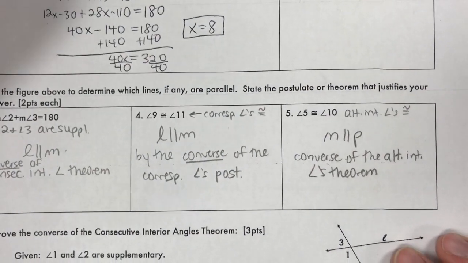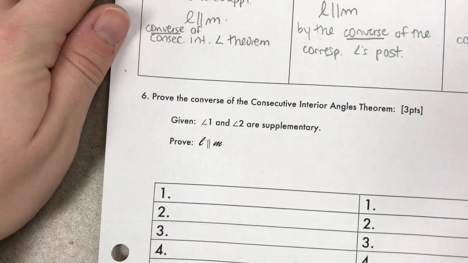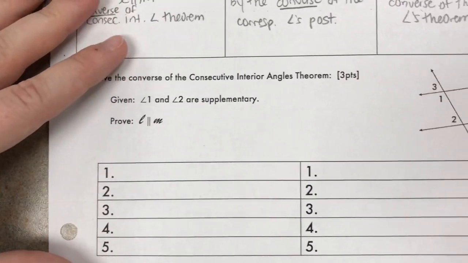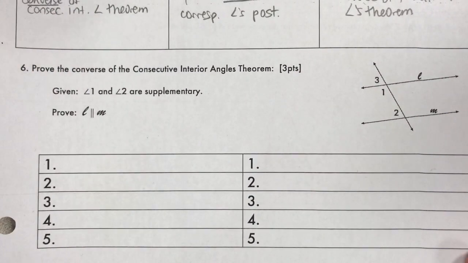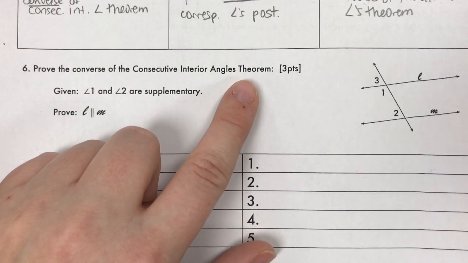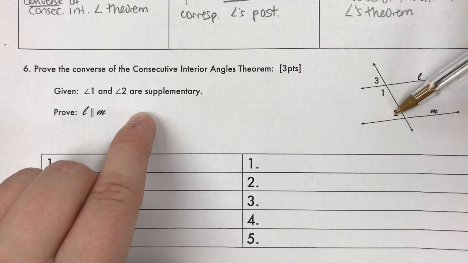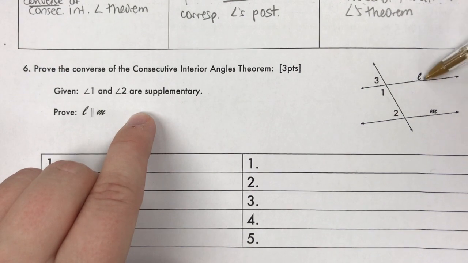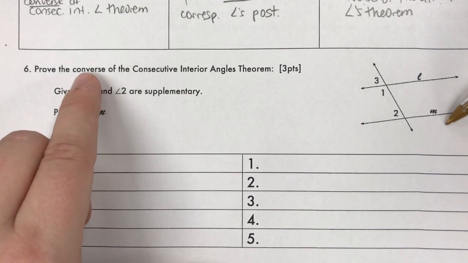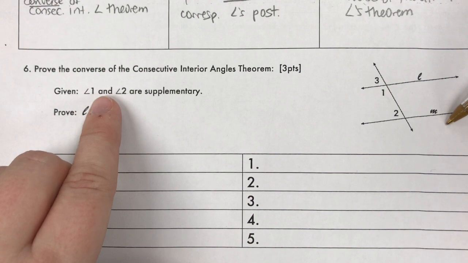Okay, and that's it for those 3 problems. Now we're going to move on to the proof here. So we actually did this in our notes, but we're proving the consecutive interior angles theorem. So we can only use a postulate to help us out. So we're trying to show that if consecutive interior angles are supplementary, then those lines are parallel. So we're trying to prove the converse of that theorem. So we can only use the converse of the corresponding angles postulate.